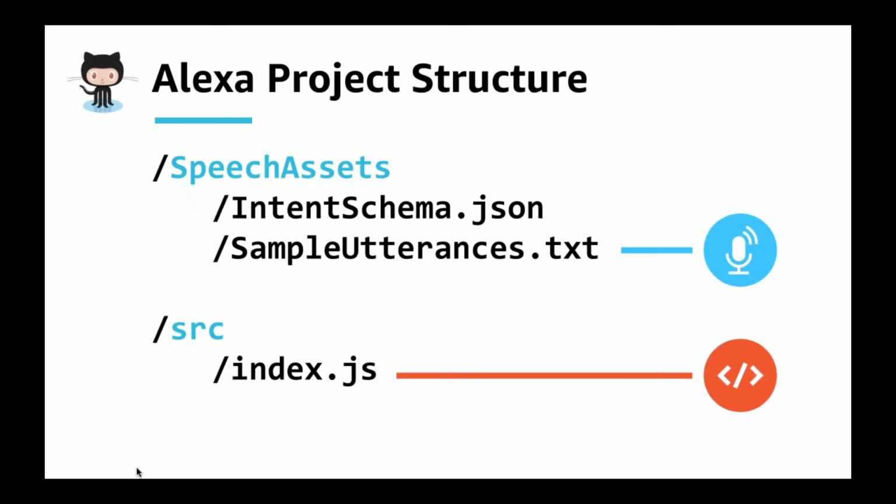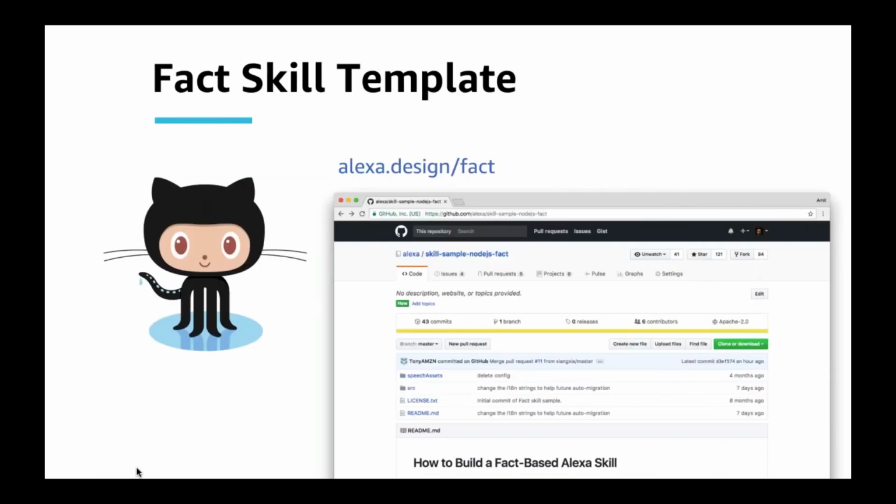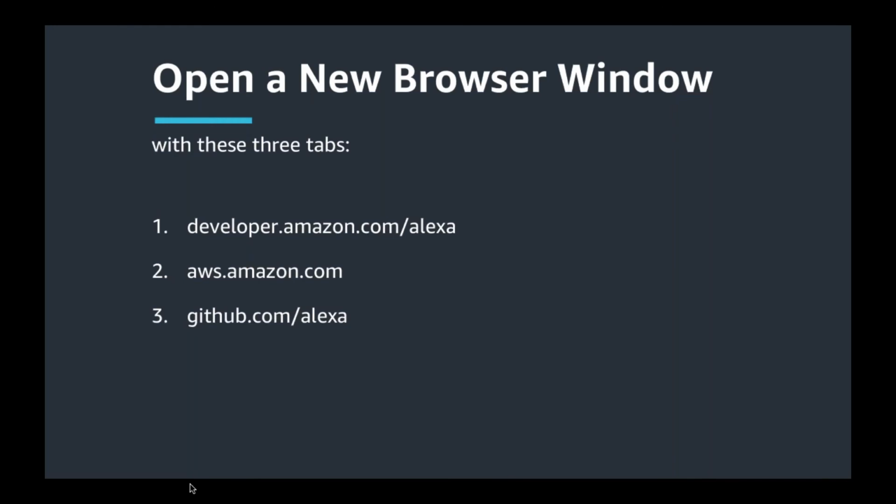We have plenty of templates on github.com/Alexa. They generally follow a structure. If you see a template, anything that's inside the speech assets directory is meant to go into developer.amazon.com. It's part of your voice user interface. And anything that's inside the source directory is your backend and should go into the AWS Lambda function. Here's a sample template that we have, a screenshot of the fact template. You can see that there's a speech assets directory and a source directory, and there's obviously a README file next to it.